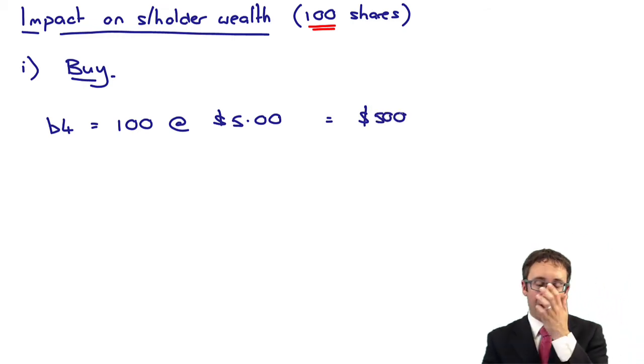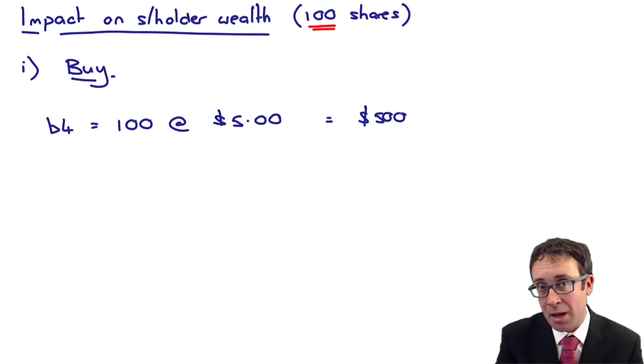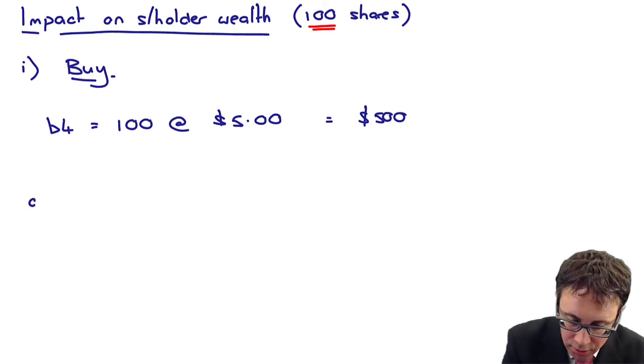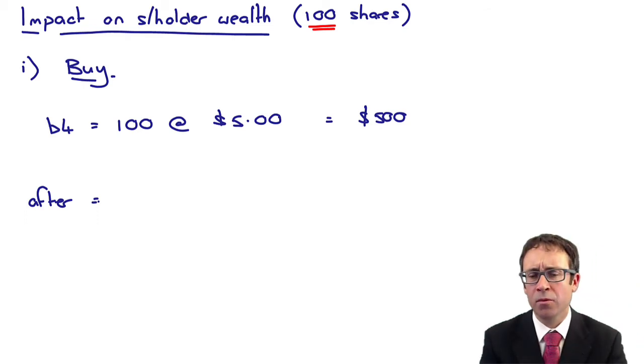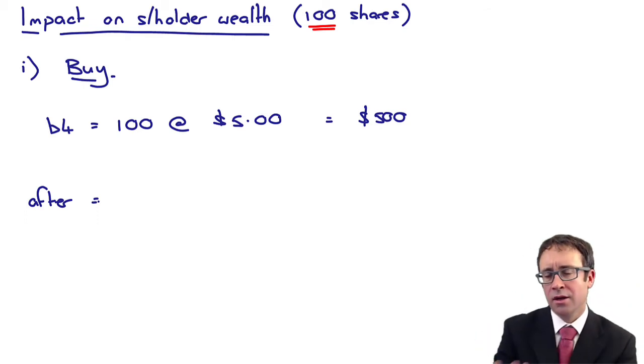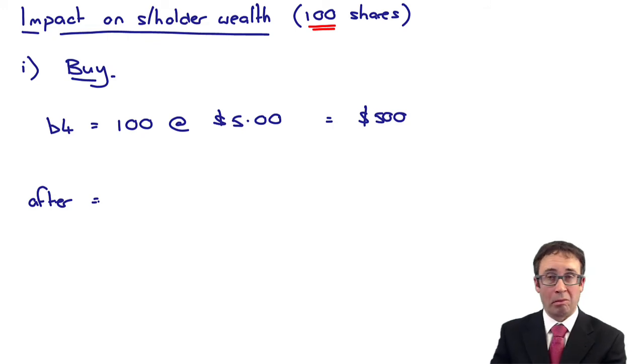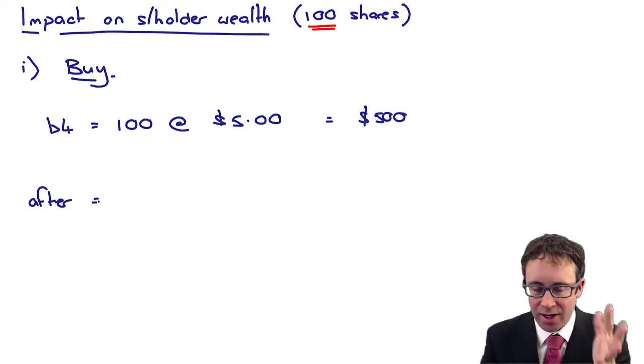So the wealth before is $500, isn't it? Okay. Happy with that? We want to make sure that afterwards it hasn't changed. We said it was worth $5, the share. It's now worth, was it $4.60? We've lost. We haven't. Let's show why.